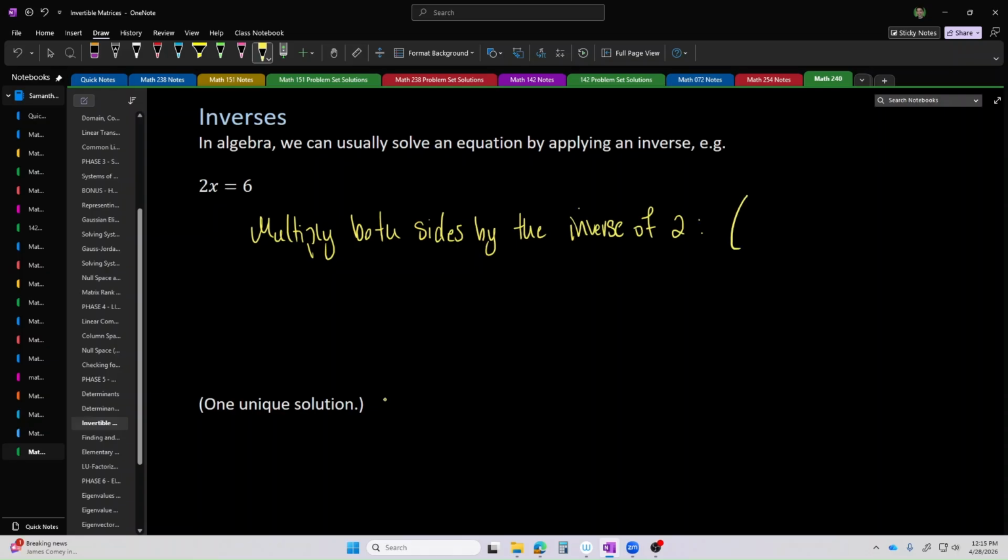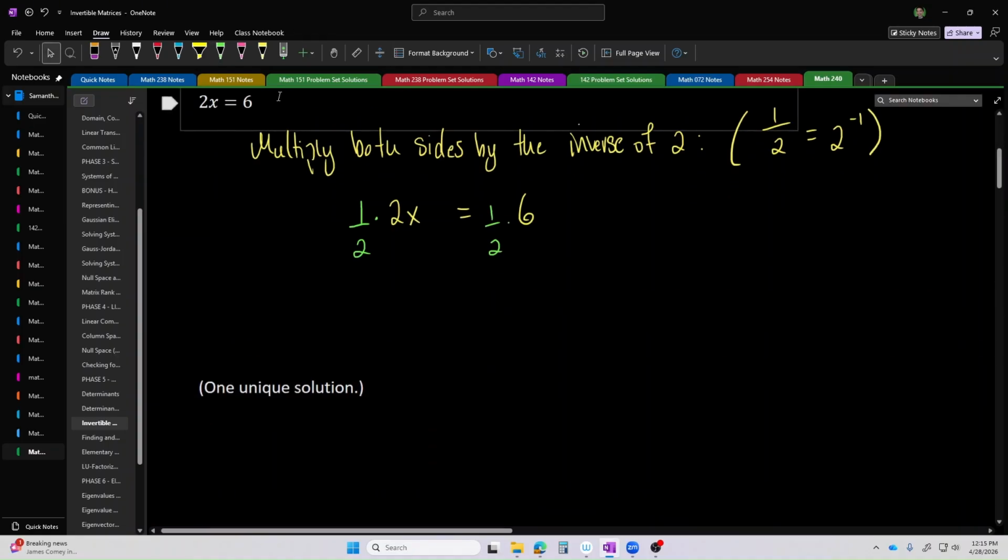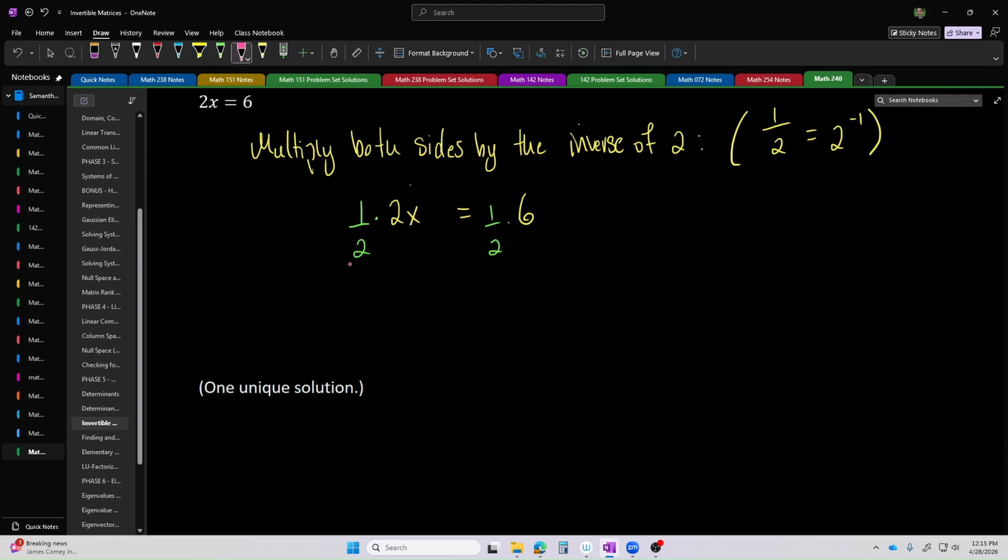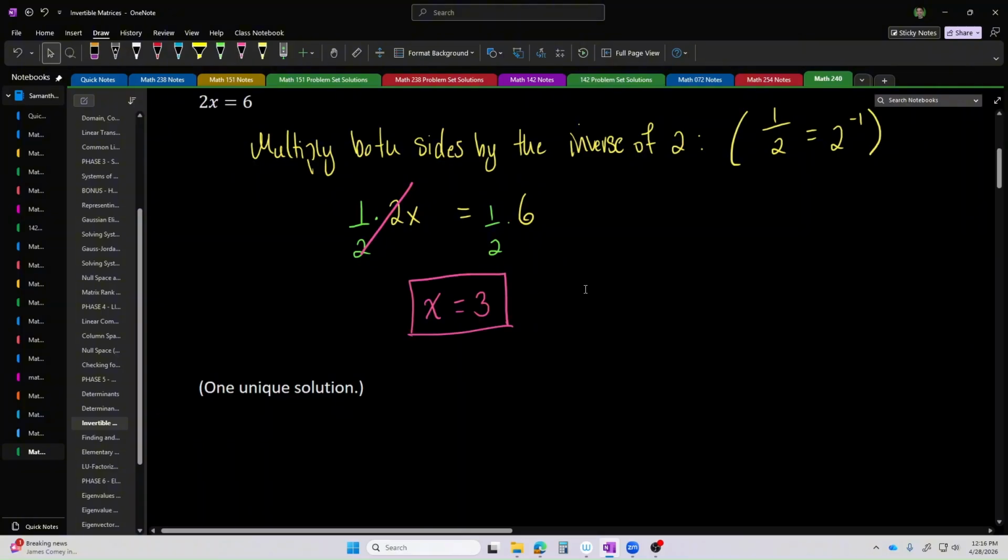The inverse of 2 being the reciprocal 1 over 2, also known as 2 to the power minus 1. If I go into this equation 2x equals 6, and I apply a 1/2 to both sides of that equation, then the 1/2 and the 2 will cancel each other out, and on the left side I'm left with just x. And then on the right side I'm left with the value of 3. So by applying the inverse to both sides of this equation, I found a single unique solution to this equation, x equals 3.